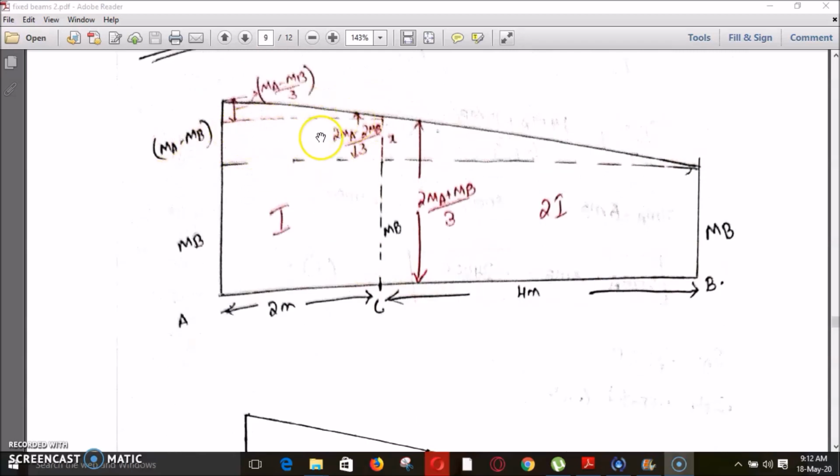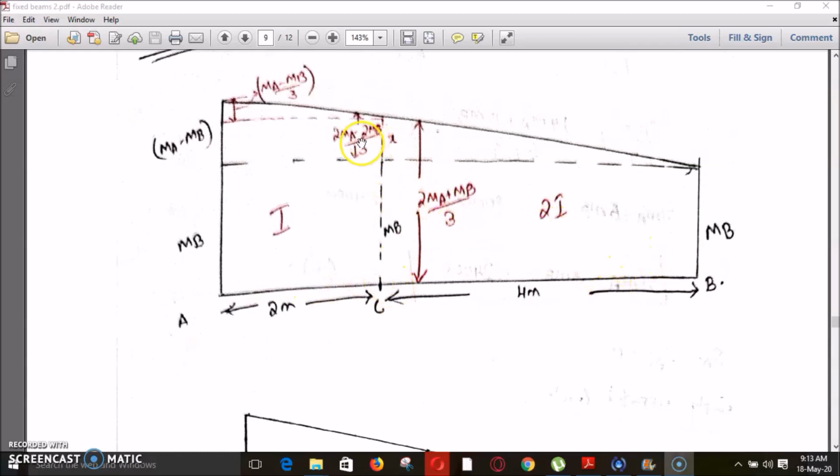I had marked the remaining sections with another ink for easing the calculation. So first we have to divide this into two sections, first one of flexural rigidity I and second one of flexural rigidity 2I. So in the span of AC, the flexural rigidity is I, and in the span of BC it is 2I. So I divided it into two sections.